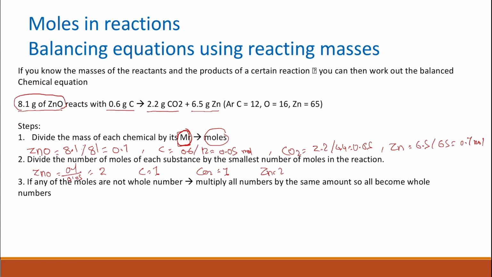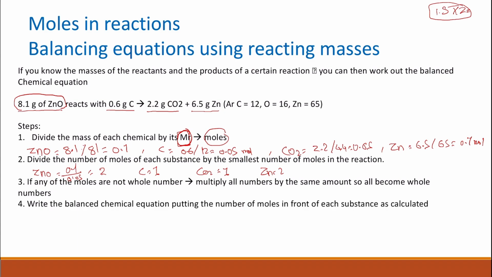So let's say if you get 1.5 moles, then you need to multiply this by 2, but not just the 1.5 mole, but all the other moles by the exact same number. The idea is to get to the smallest possible whole number for all of the reactants and products.